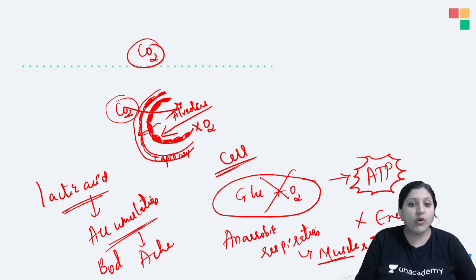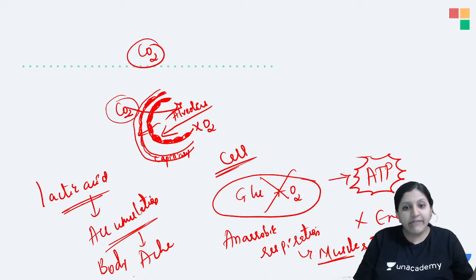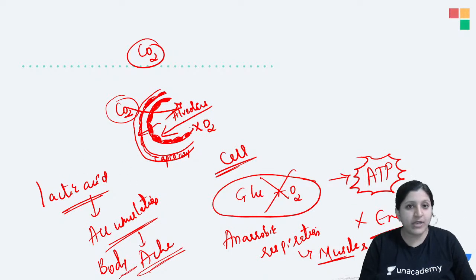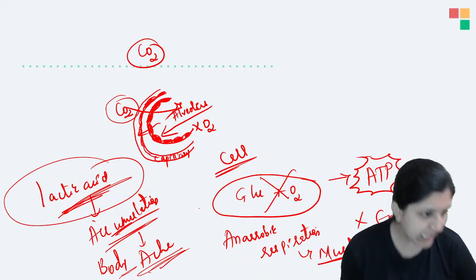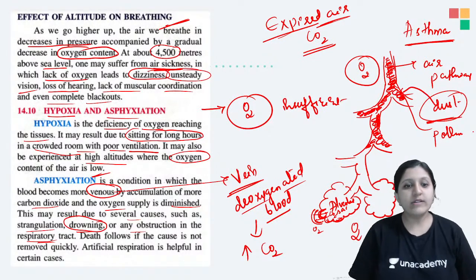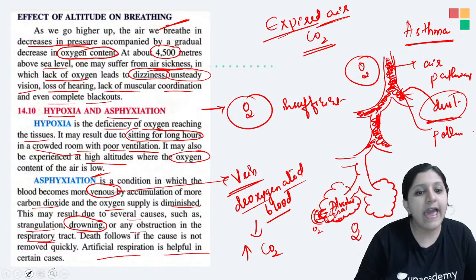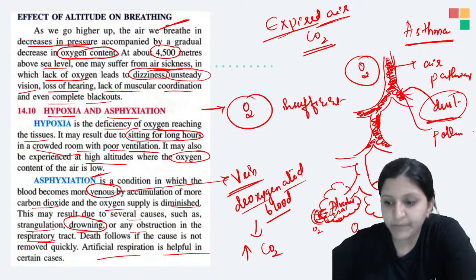That is how those who are having fever or cold develop body ache. It is mainly because oxygen supply is diminished, so lactic acid is formed, and this lactic acid accumulates and leads to the body ache. Is this clear? Death follows if the cause is not removed quickly. Artificial respiration is helpful in certain cases.